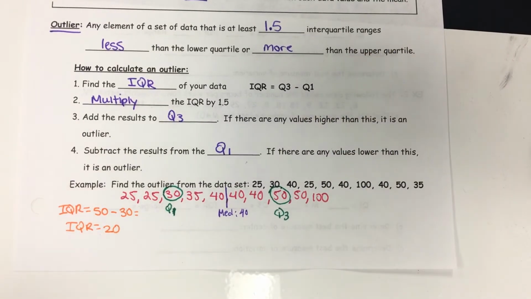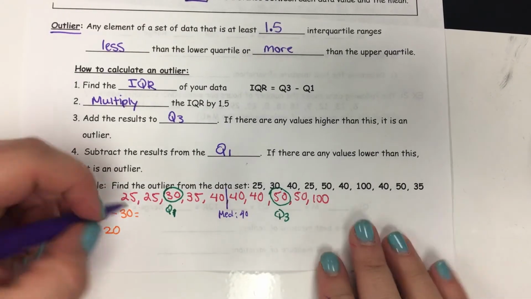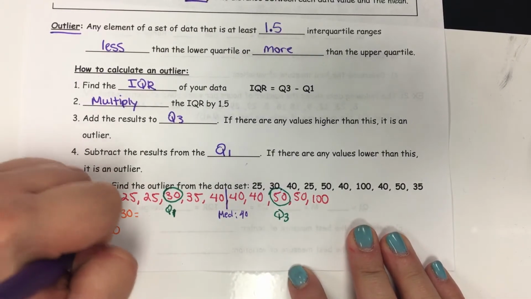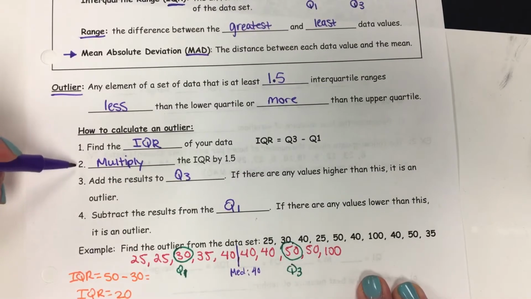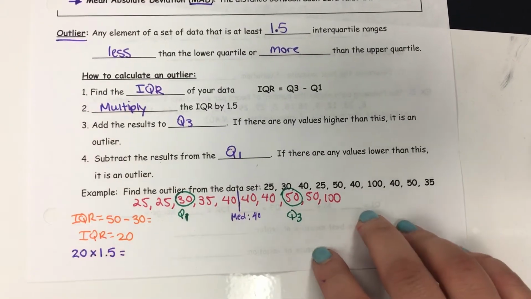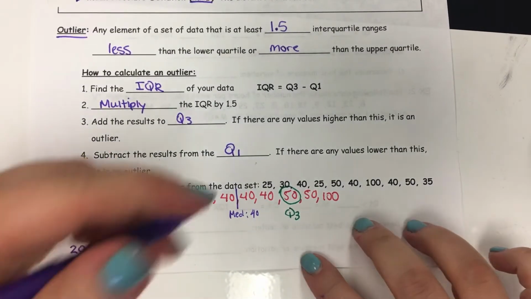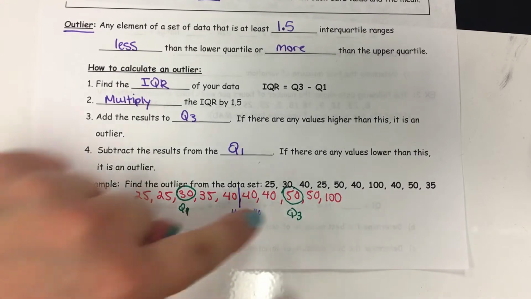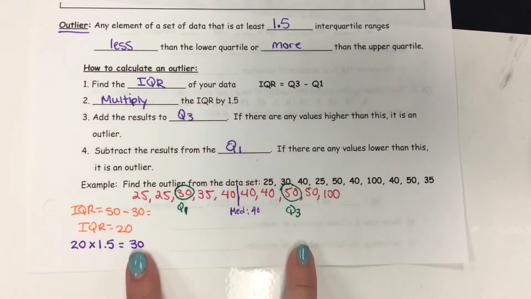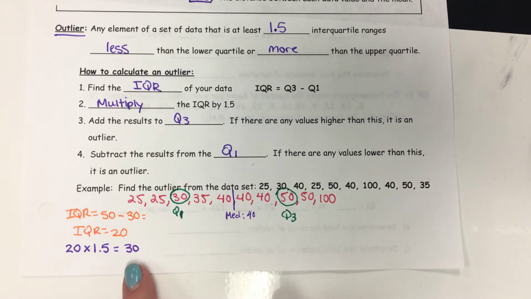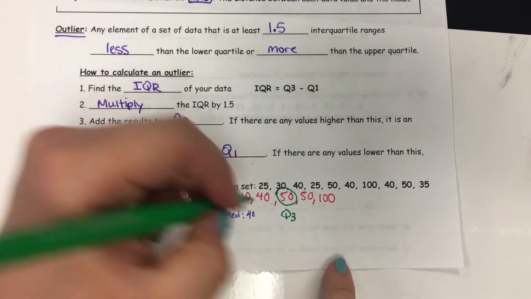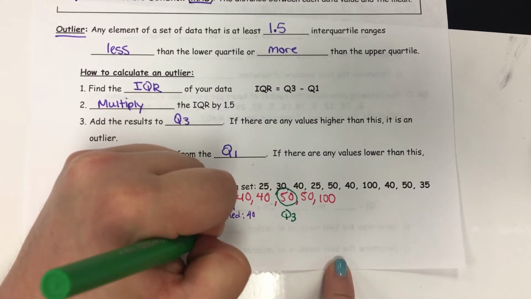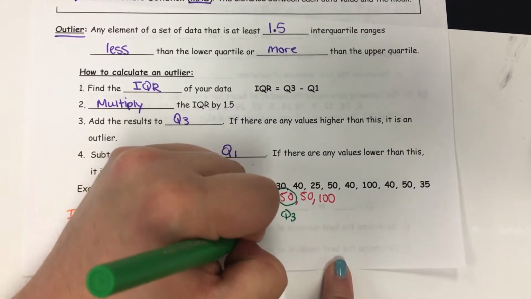Now to find any outliers, I want to take this 20 and multiply 20 times 1.5. Remember, that's step number 2 up here. 20 times 1.5 is going to give us a number of 30. Now I want to find out, are there any data values that are higher than Q3 plus 30? Which means that I'm going to find my upper inner fence.